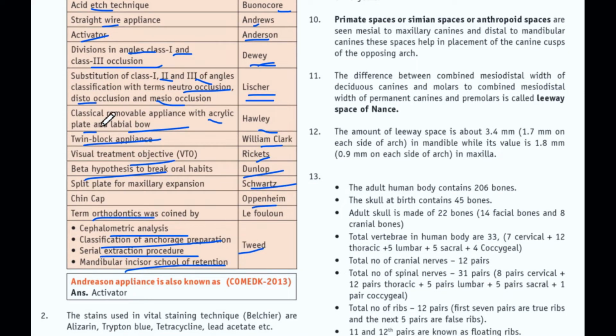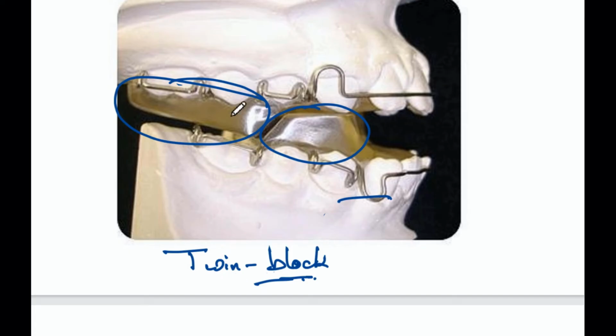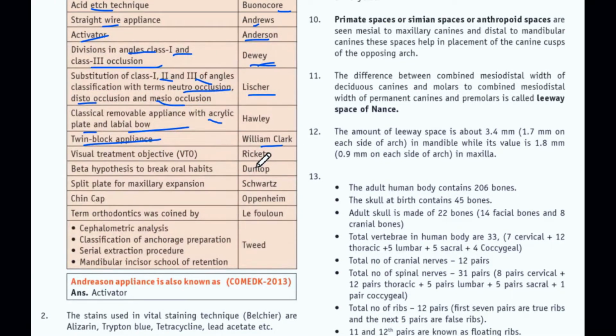Hawley introduced classical removable appliance. This is the twin block appliance. It has two blocks over here, and it is used to lengthen the lower jaw by posturing it forward. Then there's Ricketts, who introduced visual treatment objective. In this particular technique, patient is asked to advance the mandible forward and his profile is looked for any improvement. Based on these results, the particular treatment has been provided.